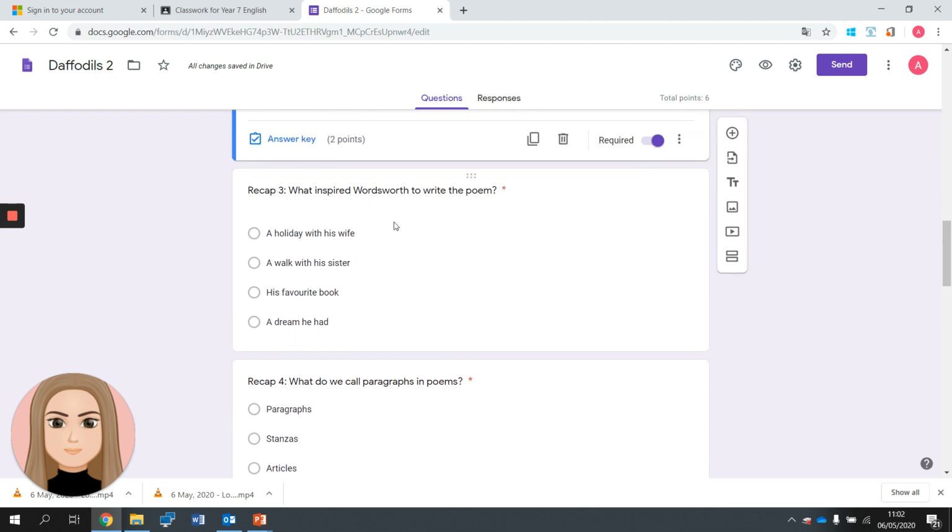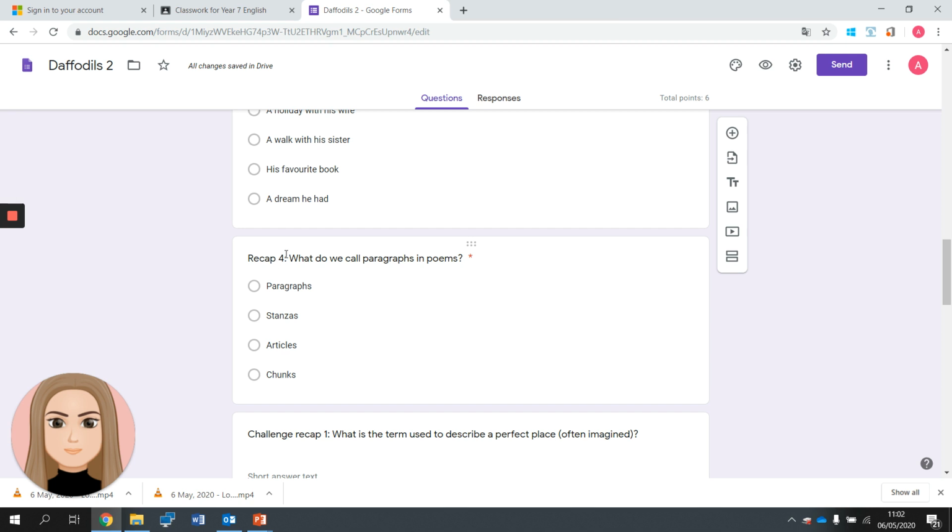Okay, recap number three. What inspired Wordsworth to write this poem? A holiday with his wife, a walk with his sister, his favourite book, or a dream he had. Well done if you remembered it was a walk with his sister. We talked about the fact that he read her, or used some of her diary from the day when they went for a walk as inspiration for his poem.